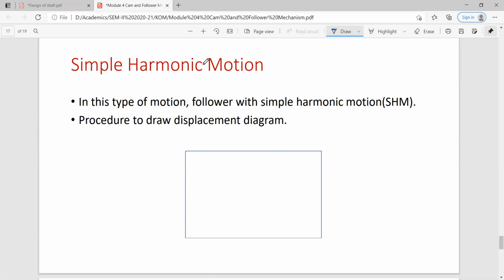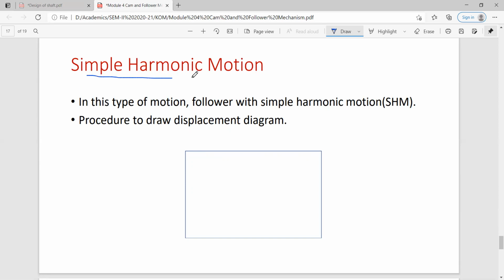simple harmonic motion. So should we continue, or should we continue on Saturday? I think we can cover it in 10 minutes. Yes, what is your opinion? Continue, sir. Continue. Okay.